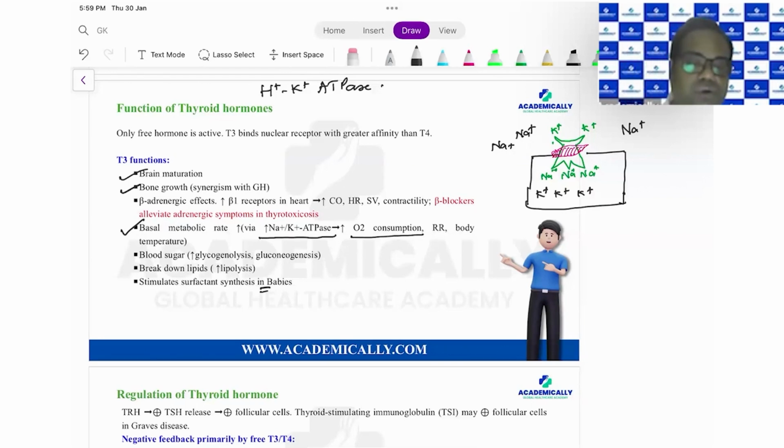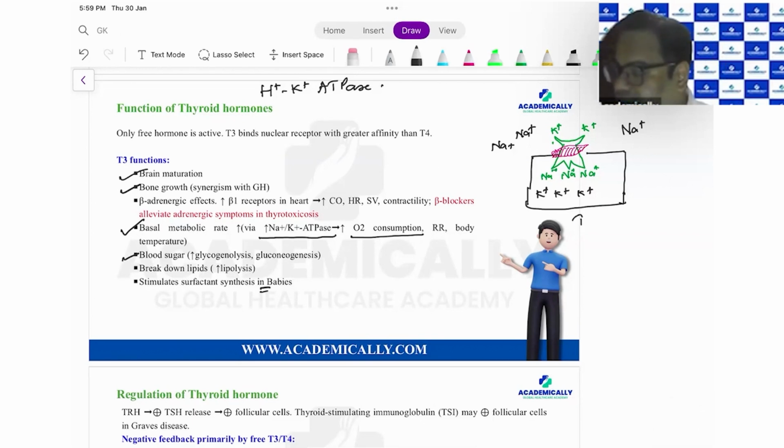It is required for bone growth along with growth hormone. It is required for blood sugar regulation. So last time we saw that there are certain hormones which are diabetogenic. One of them is T3, T4. What do they do? They increase the glucose. How? By breaking down the stored form of glucose, that is, by glycogenolysis. And secondly, they cause gluconeogenesis. That means they will convert other things to glucose.